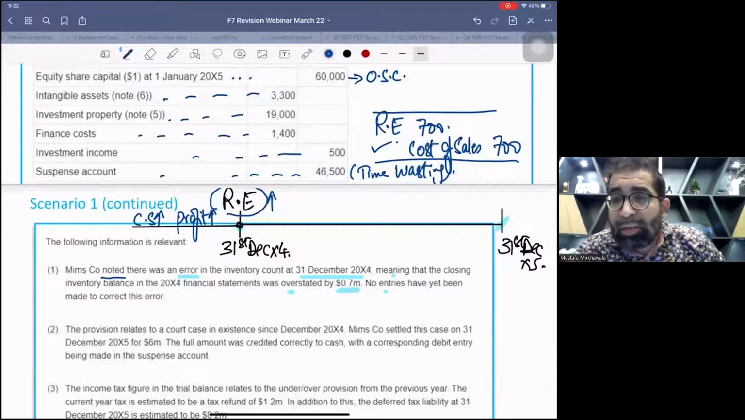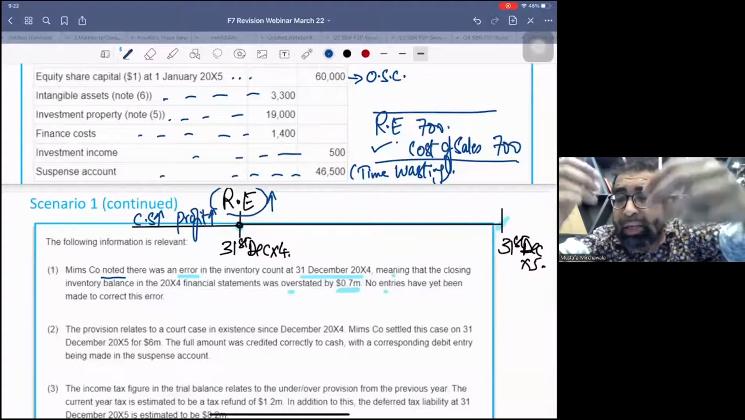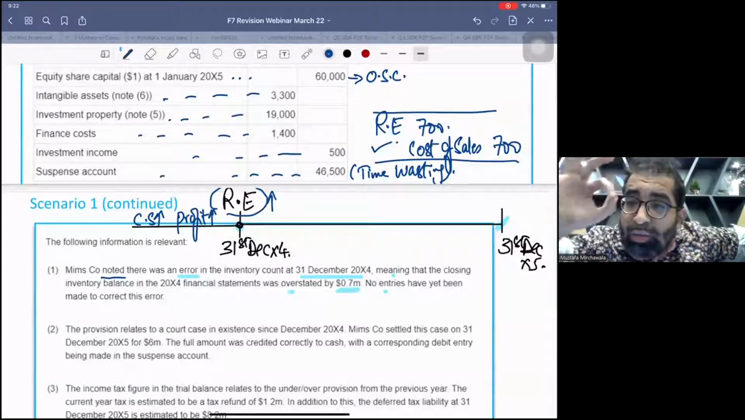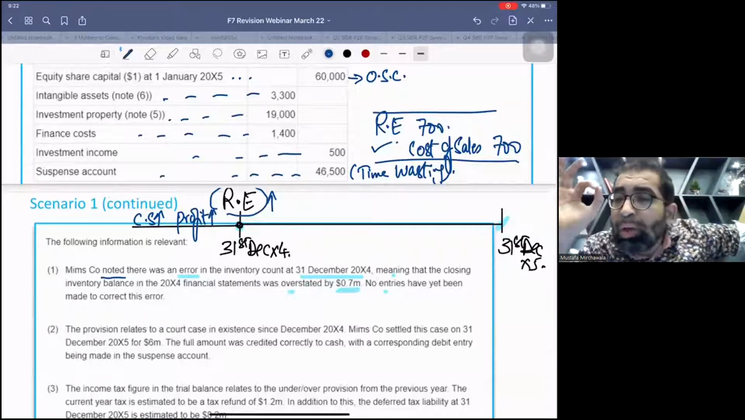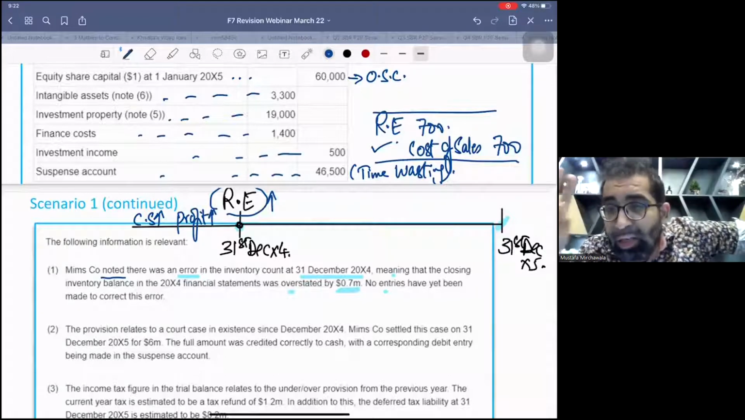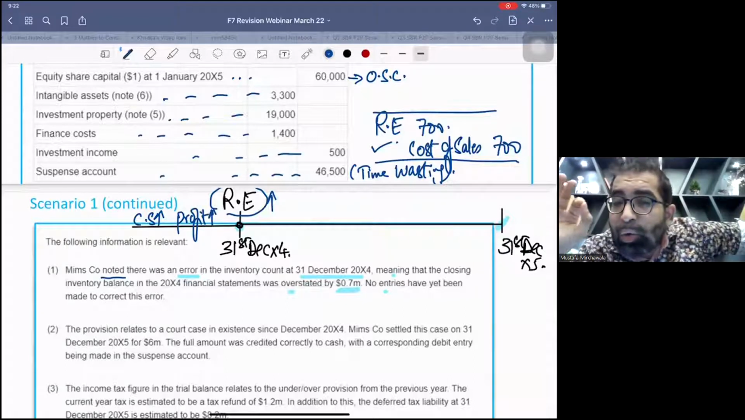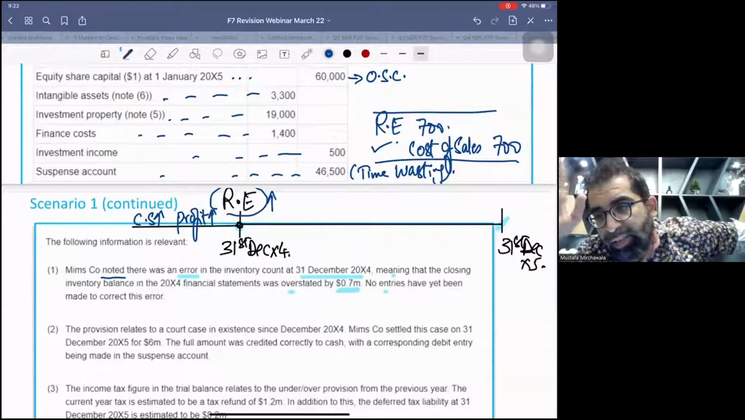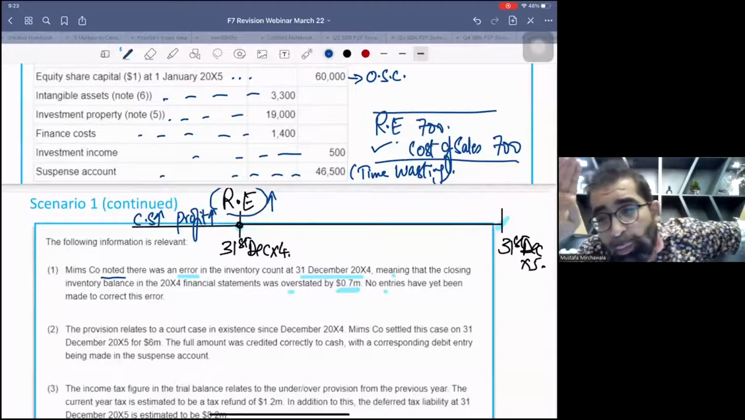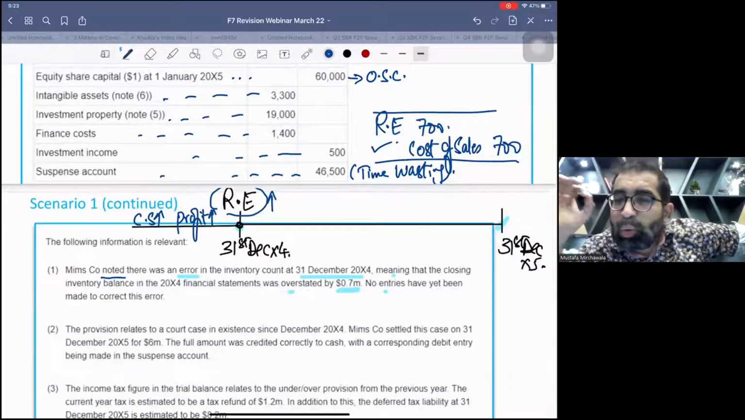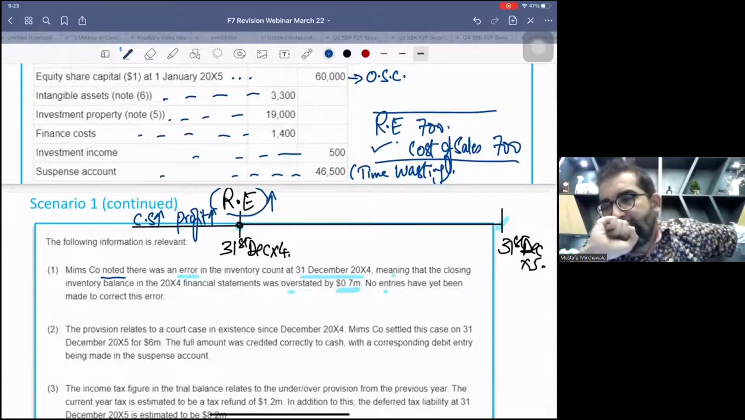Now, my strict words: there is no need to make this entry. There is zero marks to make this entry. There is a big crowd who hate double entry. No need to make it, just directly adjust in the trial balance or directly do it in the income statement. That's enough. Those who hate the double entry, just leave it.